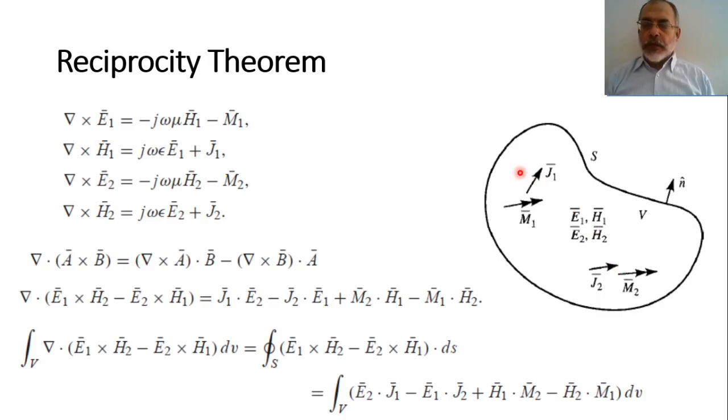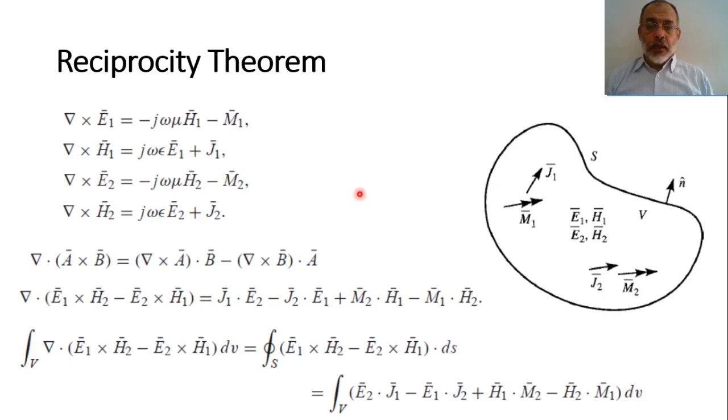So effectively, the interrelation between the set of sources 1 and set of sources 2 is reciprocal, or in other words, if the two sets of sources are interchanged, the same relation would hold, or the relation between the sources would be the same.